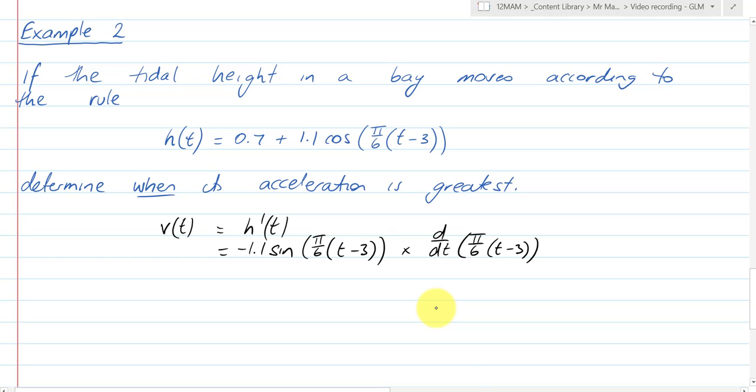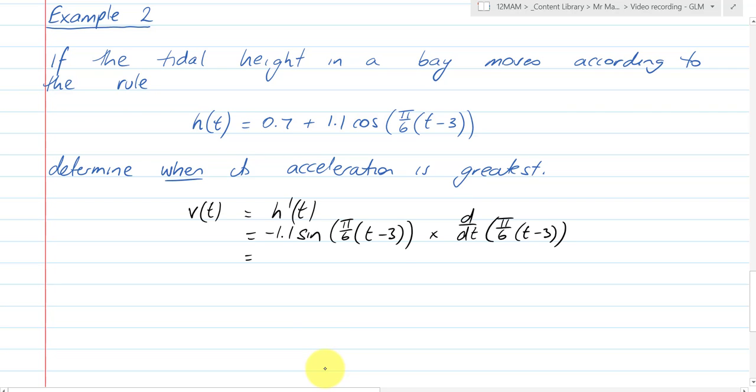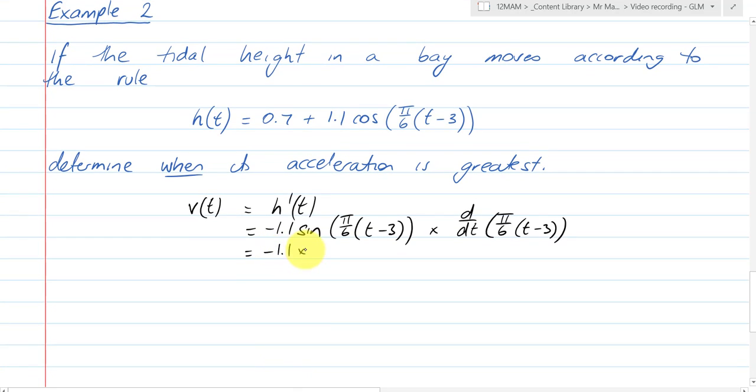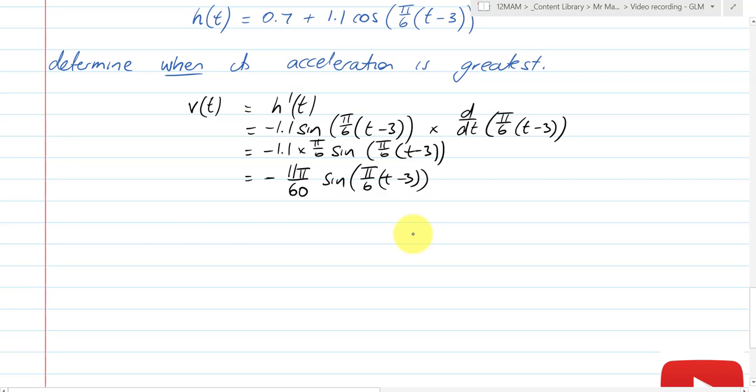And now that I've determined my velocity almost, I just need to finish it off. Pi on 6 comes out as the derivative of that term. I get negative 1.1 times pi on 6, and then sine of pi on 6 t minus 3. I don't really like decimals in fractions, so I'm going to write it down as negative 11 pi on 60 sine pi on 6 t minus 3, and I can't simplify that. So that's v(t).